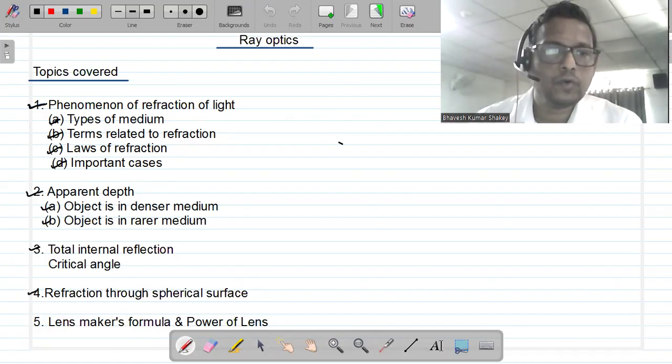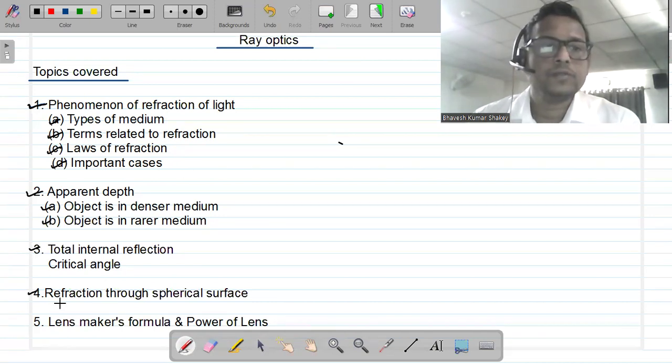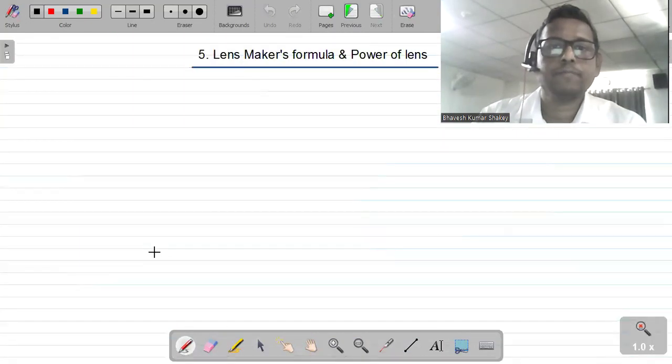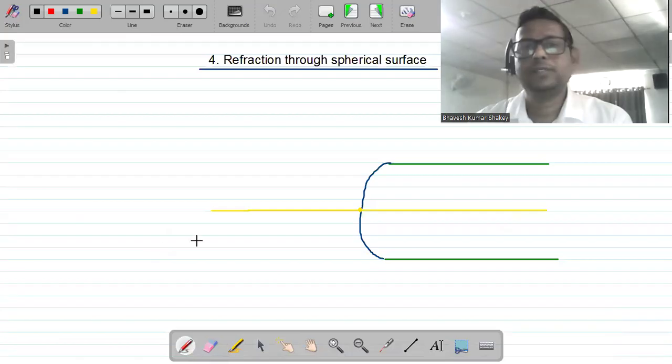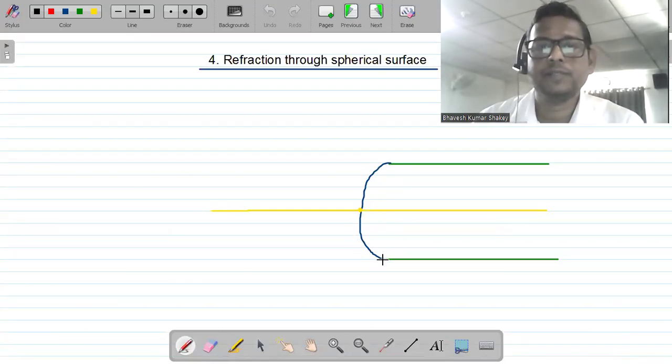We have two more topics from this chapter. Our next topic is refraction through spherical surface. So let's see here. This is a spherical surface, you can see.